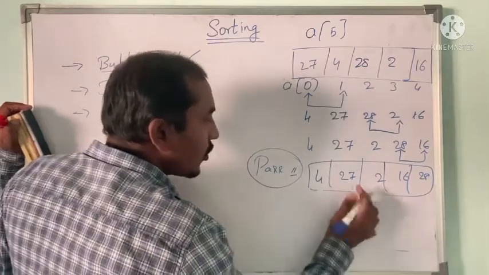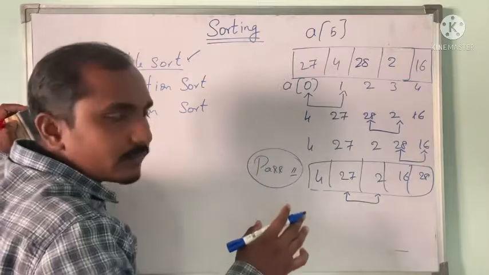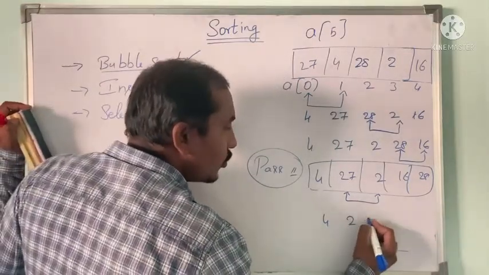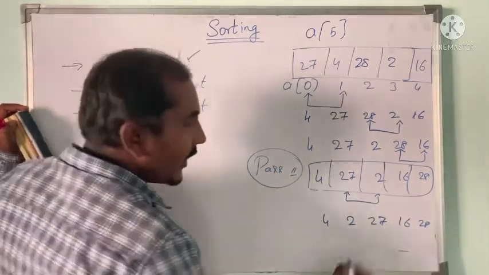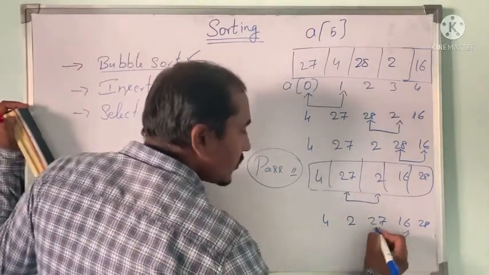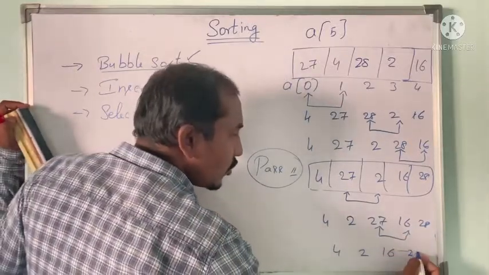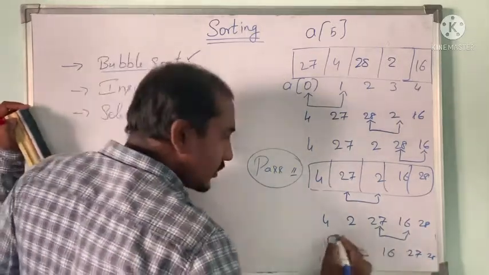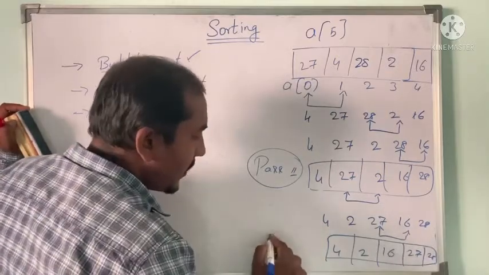Again, next we are going to compare 27 with 28. So it is true, then what we are going to do? We get 4, 2, 27, 16 and 28. Then again we compare these two elements. So we have 4, 2, 16, 27 and 28. Okay, so this is nothing but our pass 2.